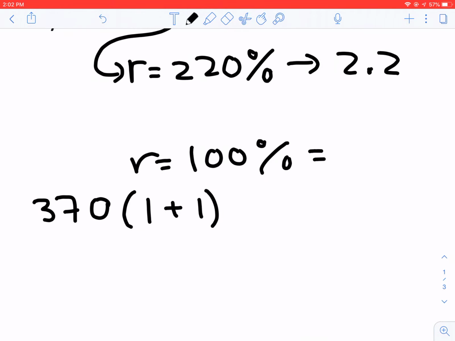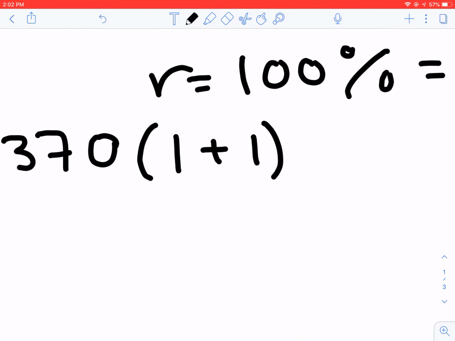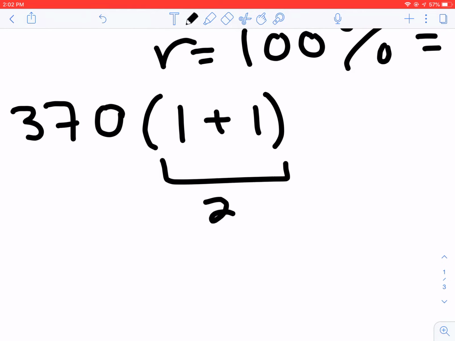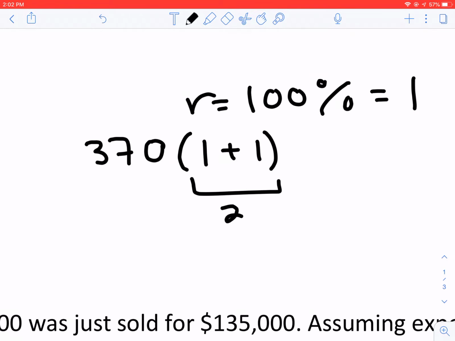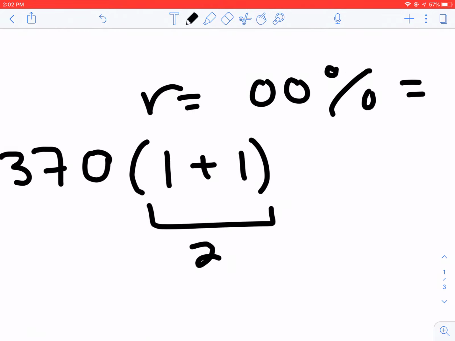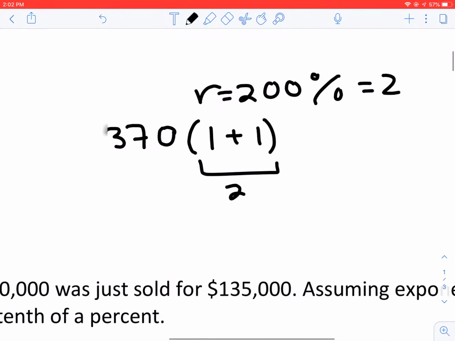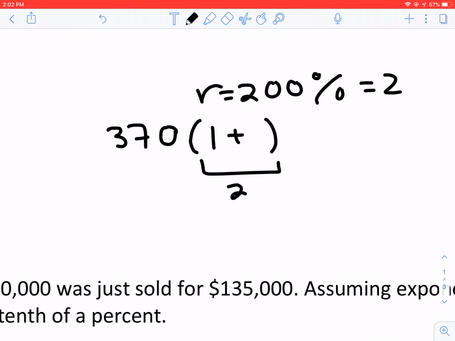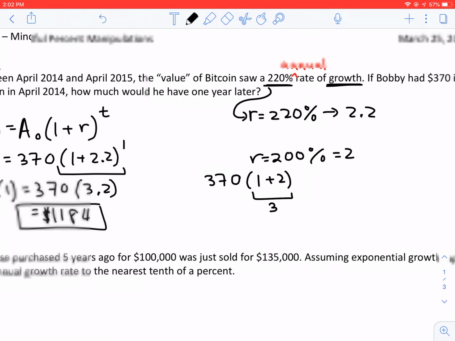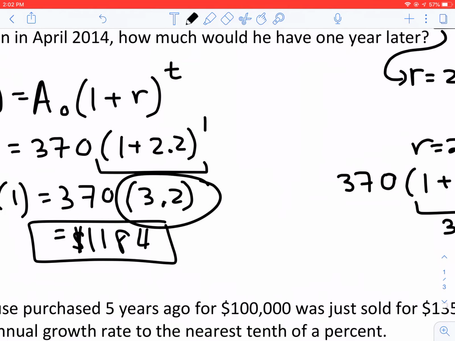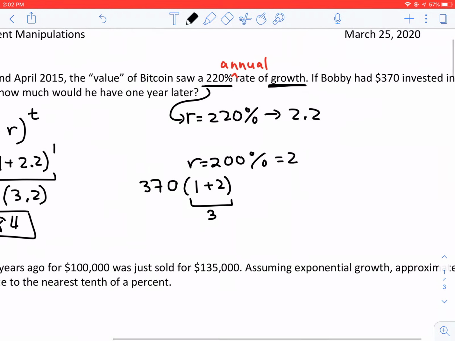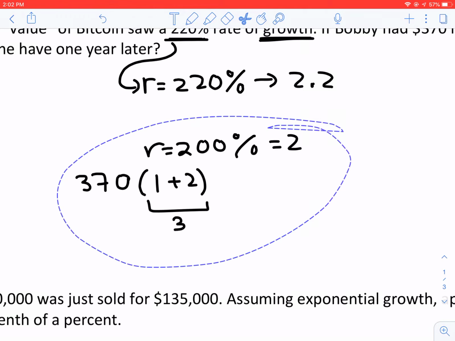Because a growth rate of 100% means 1. So our growth factor is 2. We're going to multiply by 2 each time when we're growing by 100%. When we're growing by 200%, it doesn't mean we're doubling. It means we're tripling, right? Because then it'll be 1 plus 2. All right, so hopefully you see why when it's a 220% growth rate, we're going to be multiplying by 3.2. We're going to be more than tripling in this instance. All right?